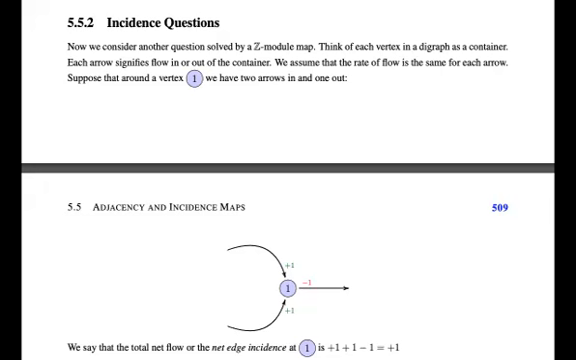Okay, so we're going to consider another question, which is solved by a Z-module map. Last time we had a Z-module map that preserved structure, and in fact free Z-module structure, so we could represent it as a matrix. This one we can also represent as a matrix. And so it's a different question.